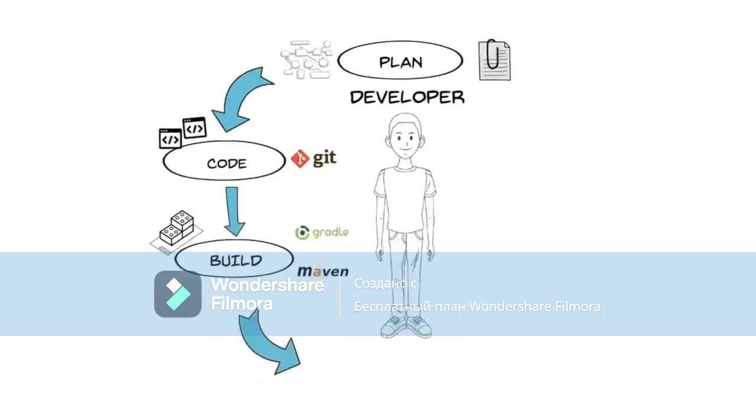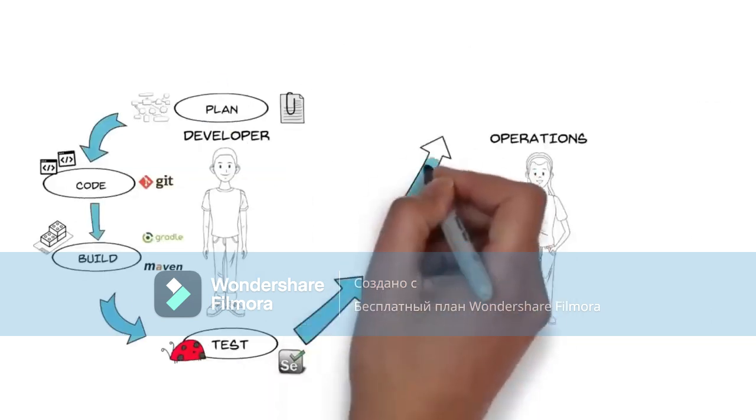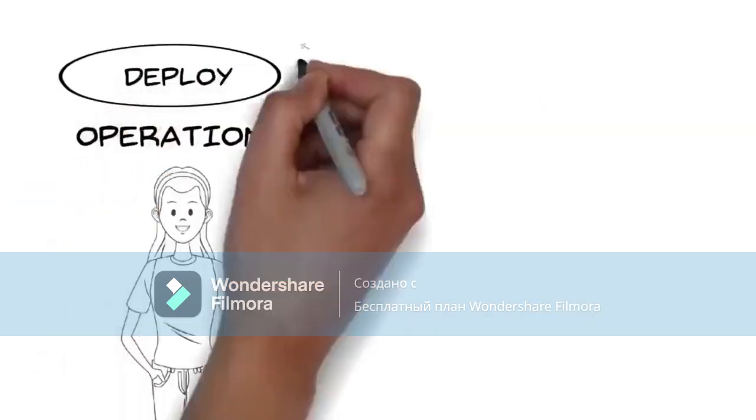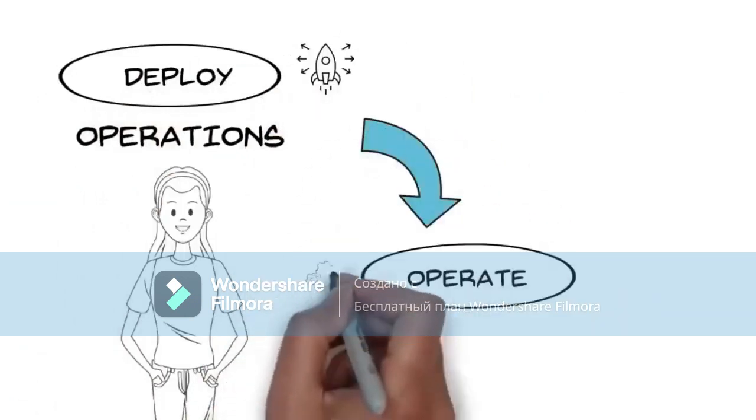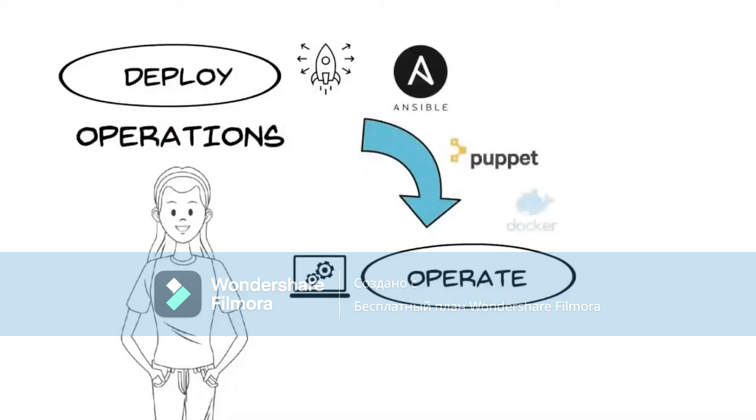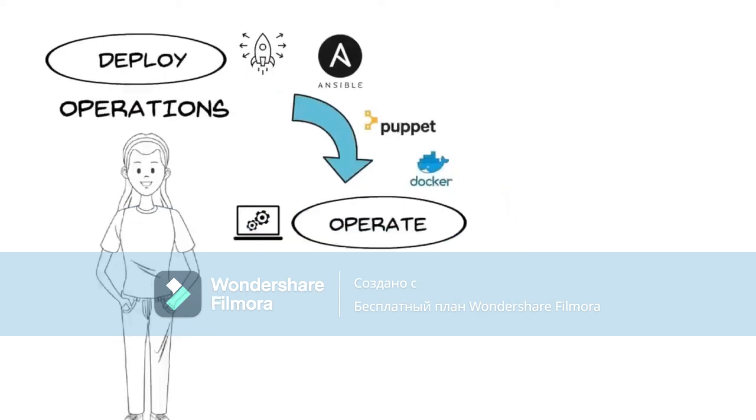Now before deployment, the product is tested to catch any bugs. The most popular tool for automating testing is Selenium. Once the product is tested, Mia must deploy it. The deployed product is then continuously configured to the desired state. Ansible, Puppet and Docker are some of the most common tools used that automate these stages.